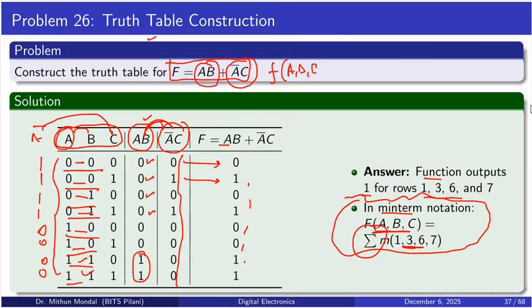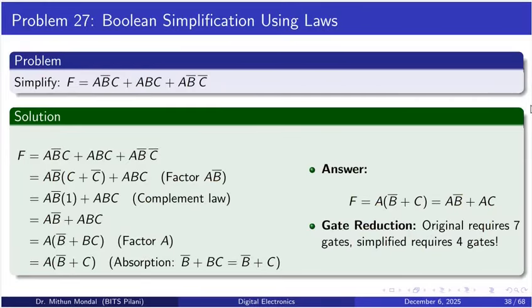Okay. So now we will form the truth table. Now we are going to see the Boolean simplification using laws, which involves 3 variables a, b, c, and we have 3 expressions that we need to simplify. So here we have the basic function.